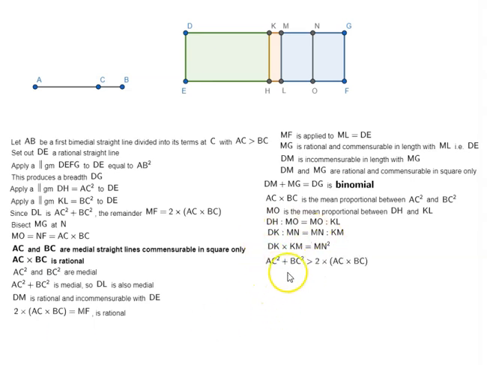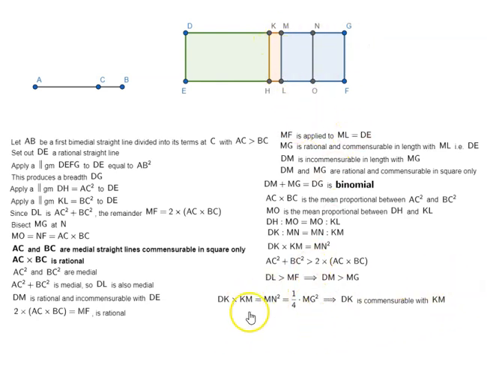Now, AC square plus BC square is greater than 2 times AC by BC. We have proved this in the lemma. That means AC square plus BC square is DL, and 2 times AC by BC is MF. So DL is greater than MF, which implies that DM is greater than MG. DK by KM is equal to MN square, which is 1/4 of the square on MG. You have MG square, which I have not drawn. N is the midpoint of MG. So MN square will be 1/4 of MG square.